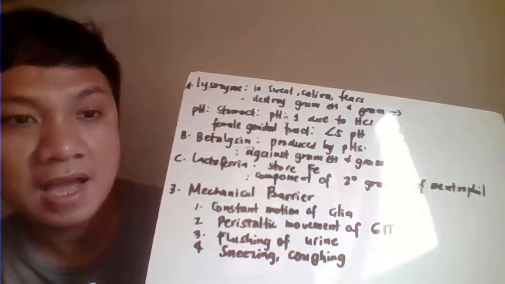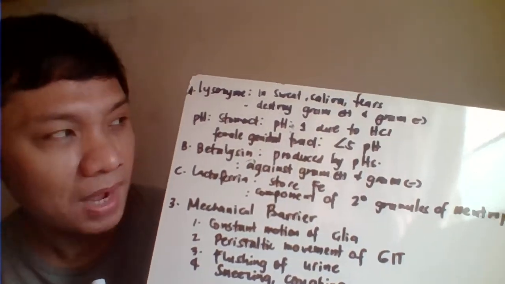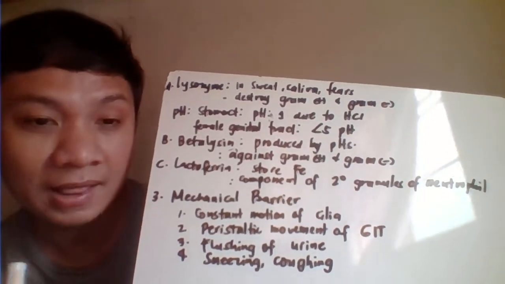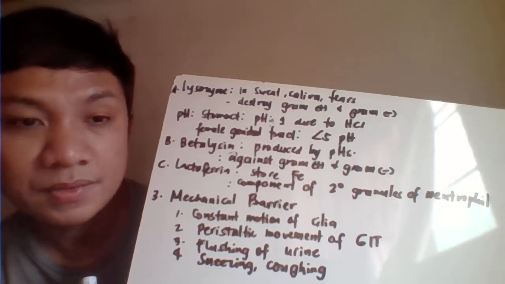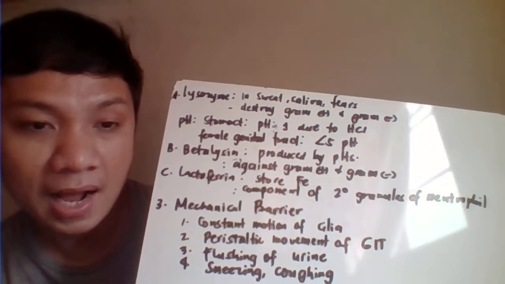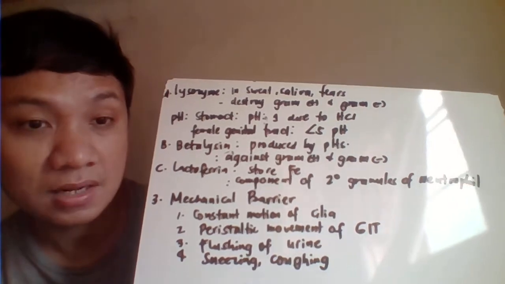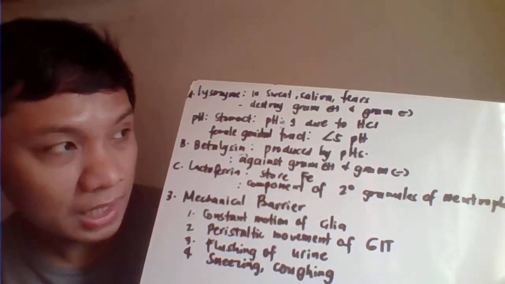Then we also have the pH of our stomach. The stomach pH is usually 1 or less. This is because of the hydrochloric acid produced by the parietal cells, and that is highly toxic to organisms.